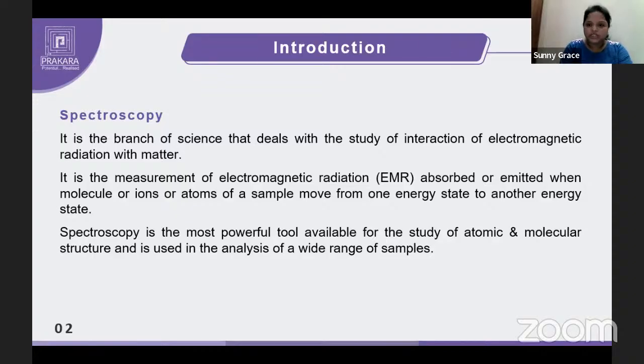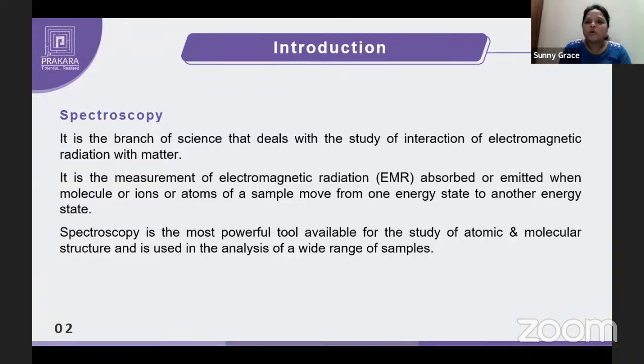Then what is interaction about? Interaction is nothing but absorption or emission. Whenever the radiations are absorbed, it is called absorption spectroscopy. Whenever the radiations are emitted, it is known as emission spectroscopy. Then coming to the matter. What is matter? Matter consists of ions, atoms or molecules.